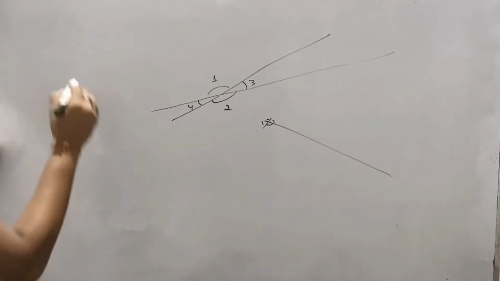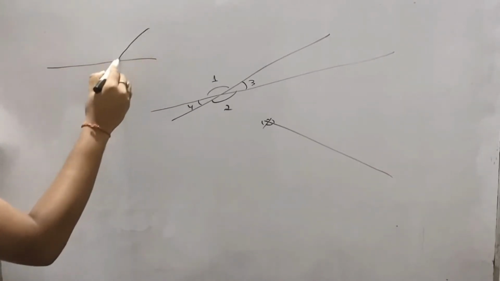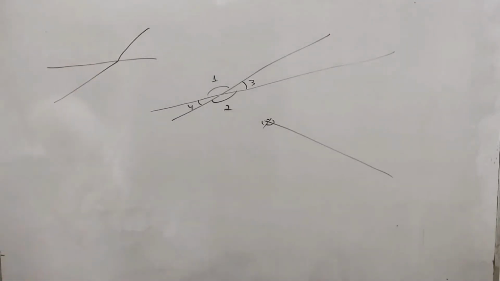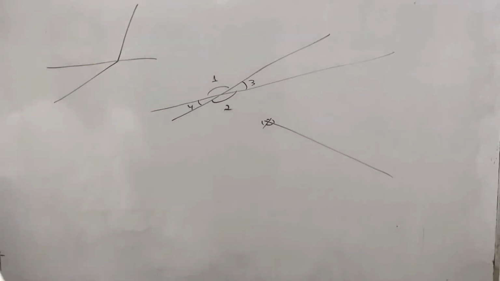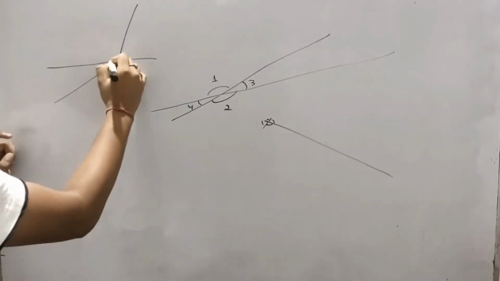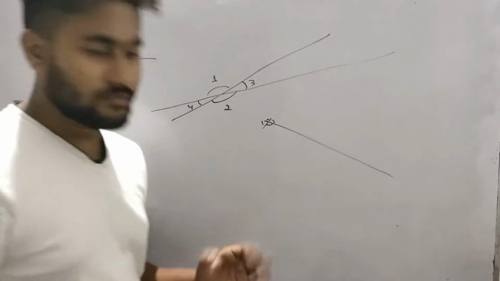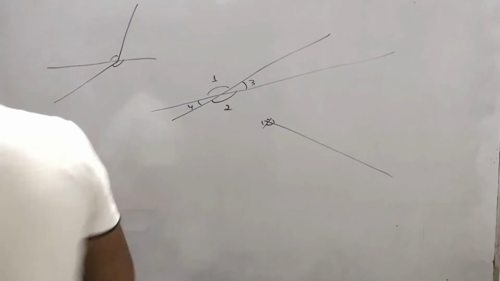But if it is not straight, say this is one line and another line came like this and then went like this. Now this is not straight. You see, this is not straight. If it is not straight, then these two angles will not be equal. Understood? So this is the main concept of vertically opposite angles.